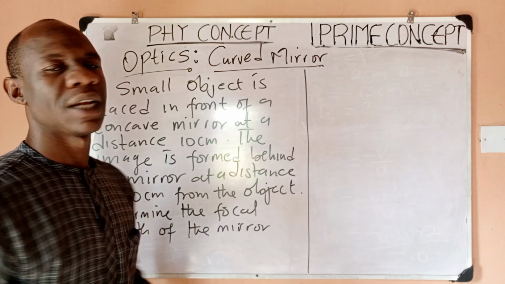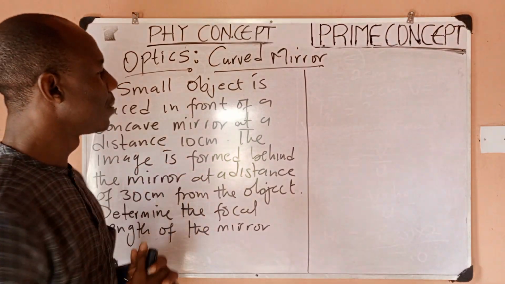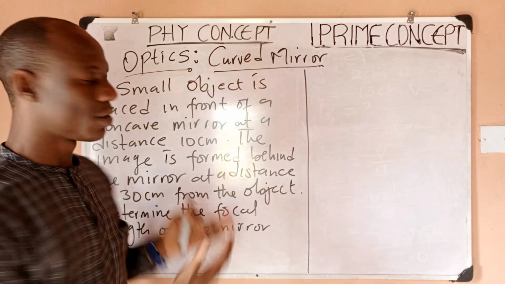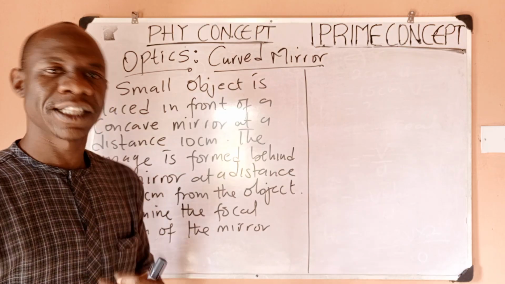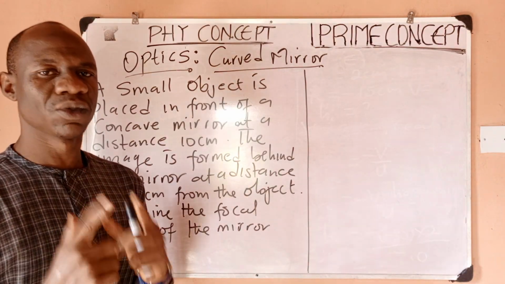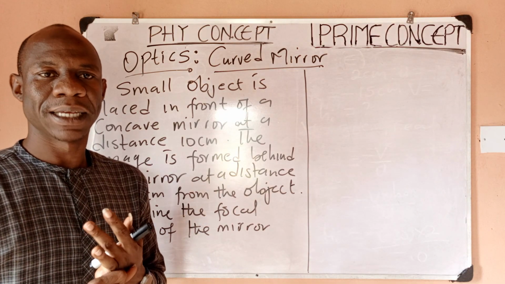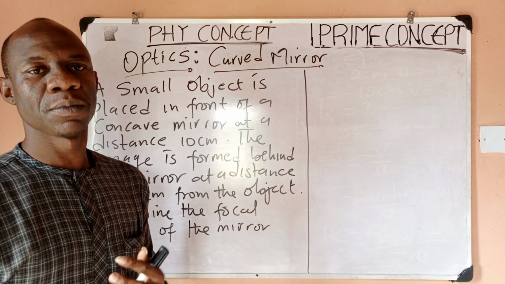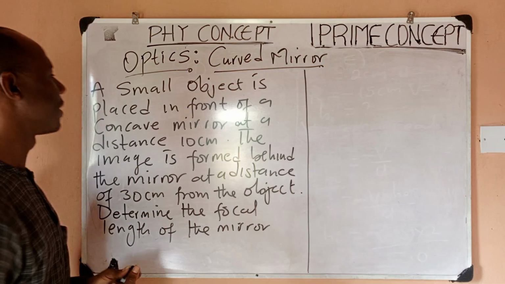Want to still handle another problem under curved mirrors. Now we have a problem on the board. Before you can really understand this, do well to check my video on sign convention used in curved mirrors. So this would really help you to understand this. So do well to watch my derivation from mirror formulas. It would also help you, right? Now let's jump into this problem very quickly.